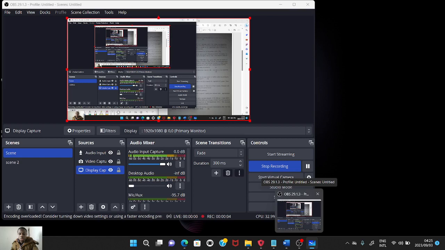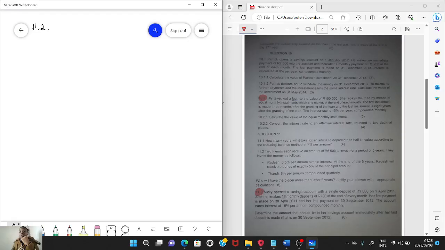So now we have 11.2. What happens on 11.2? On 11.2, we have two friends, each receiving an amount of 6,000 to invest. The moment you see invest, you know that the amount is going to grow. So two friends each receive 6,000 to invest for a period of 5 years.